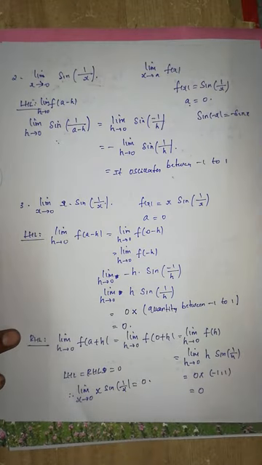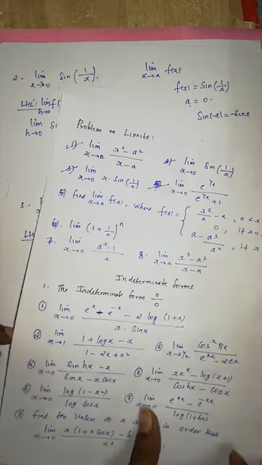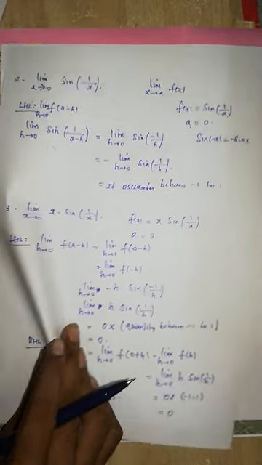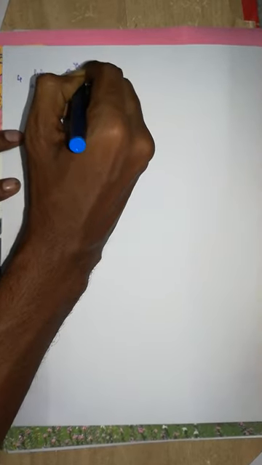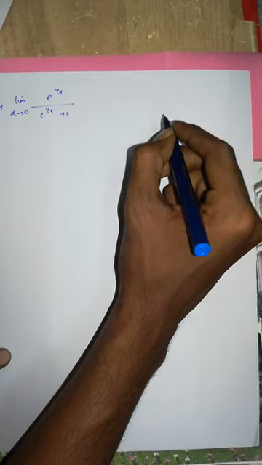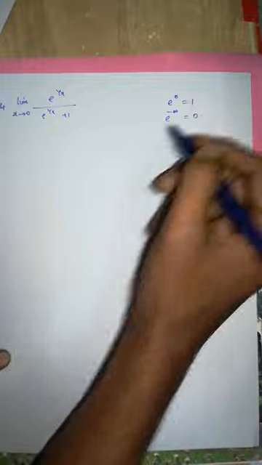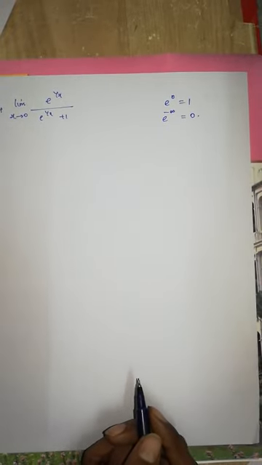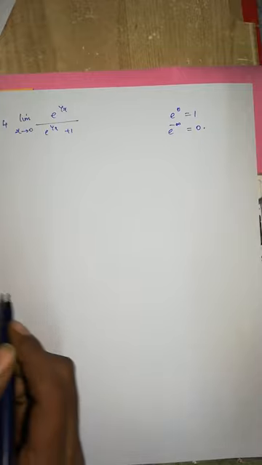Now we have solved the third problem. We are going to the fourth problem, which is the last problem in this video. We want to find the limit as x tends to 0 of e power 1 by x divided by e power 1 by x plus 1. You should know some properties of the exponential: e power 0 is 1, e power minus infinity is 0, and the value of e power anything will always be a non-negative number.